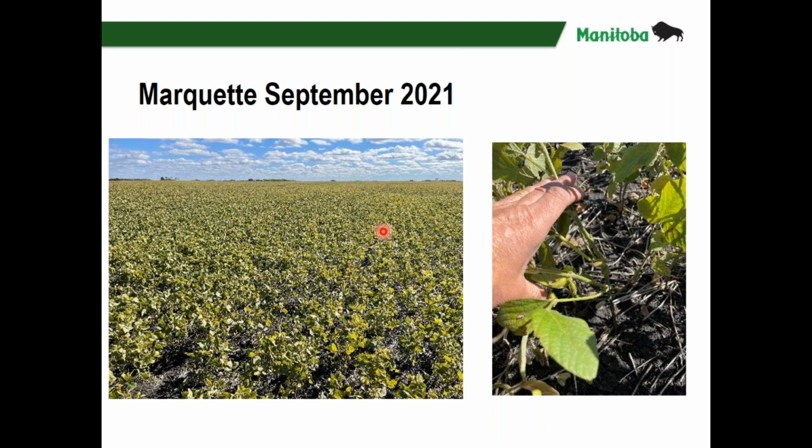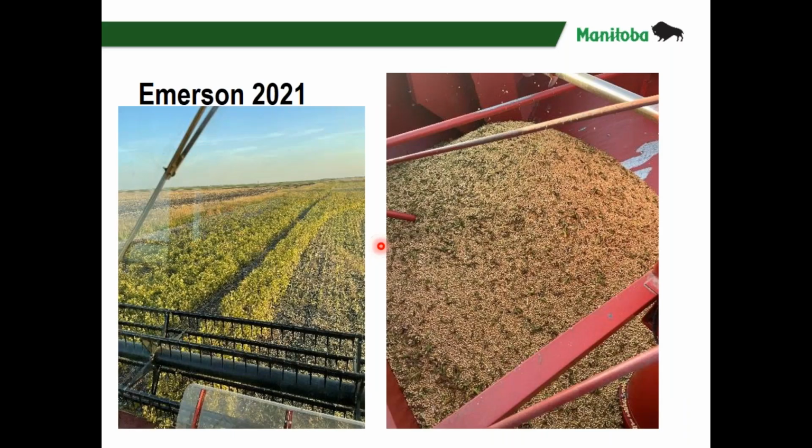We did a closer inspection, and then we started getting a few more calls. This happened to be my field, actually, close to Emerson. This was just the outer edge of the field, and you can see here how green that was. I did pull the combine through this field, and the majority of it came off in mid-September, and the last of it didn't come off until, I think, early October.